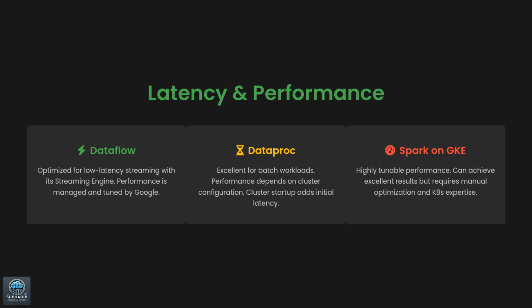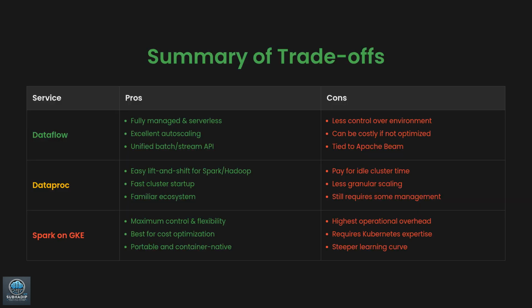its purpose-built engine. Dataproc offers solid, predictable performance for batch jobs, though you need to account for cluster creation time. Spark on GKE gives you the potential for the highest performance, but this power comes with the responsibility of manual tuning and optimization. Let's summarize the key trade-offs.